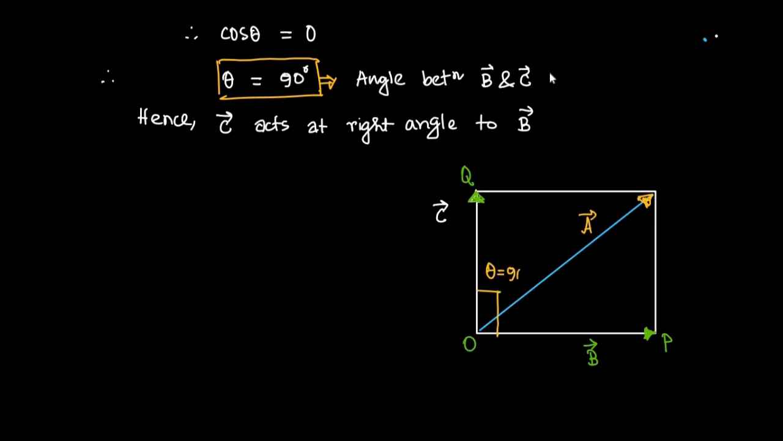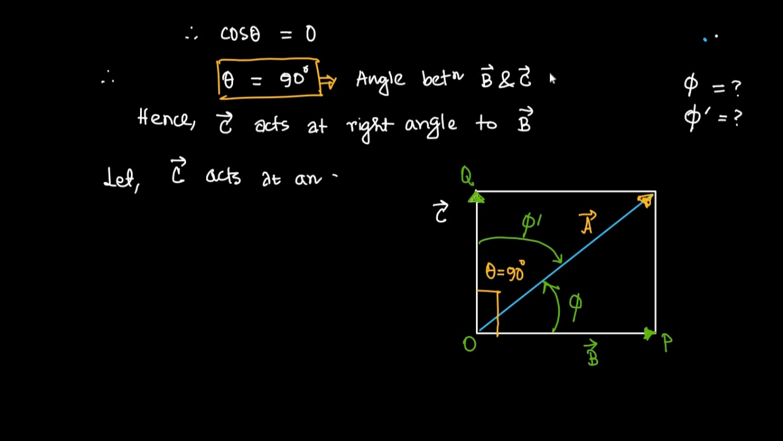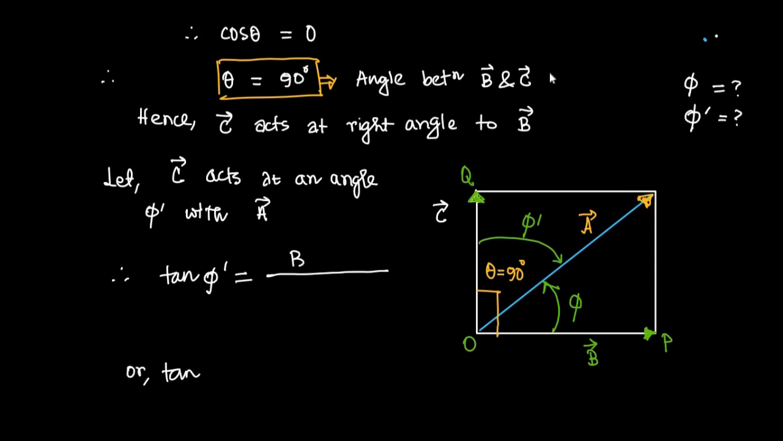Resultant vector A will be acting, and theta is equal to 90 degree. That means the angle between C and B is 90 degree. The angle between A and B is phi, and the angle between A and C is phi dash. Let vector C act at an angle phi dash with vector A. Therefore, tan phi dash is equal to B sin theta divided by C plus B cos theta. Tan phi dash will be what? Here tan phi dash will be B sin theta divided by C plus B cos theta.